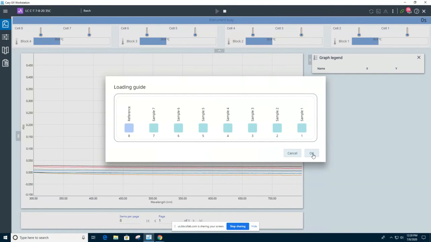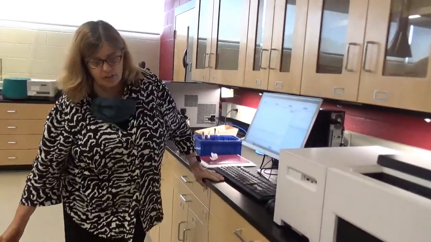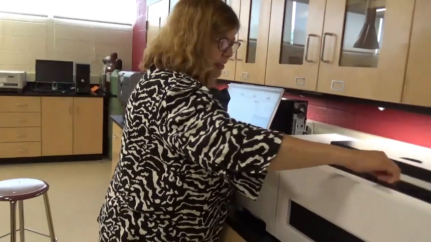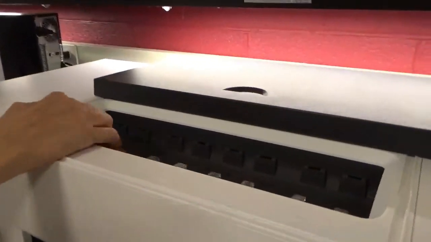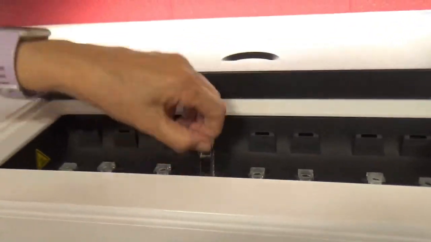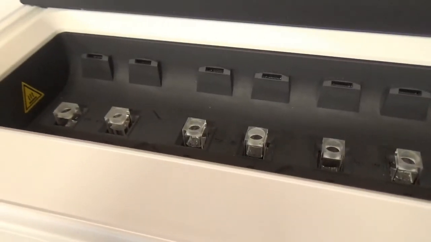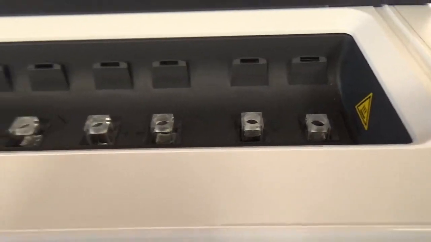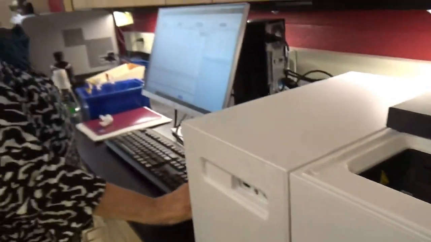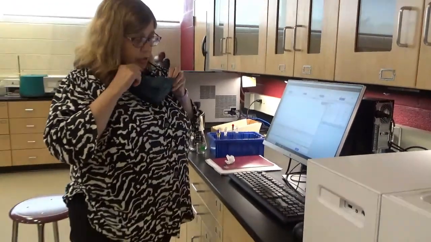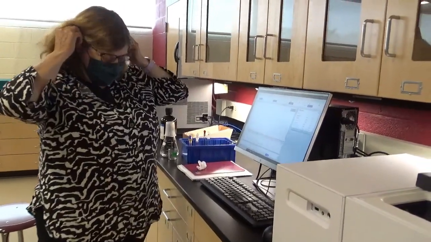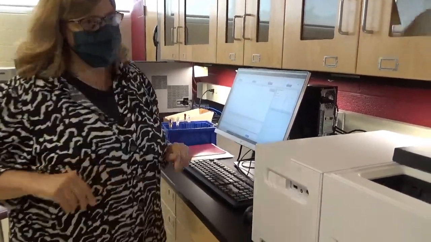That's my next job. So I just ran a background, a baseline I should say, for my 7 sample cells in here, and against the reference right in there. These are all filled with cyclohexane at 35 degrees. I did the 25 degree one previously. And so now I'm going to run these samples, but what I have to do is actually put the solutions in them.